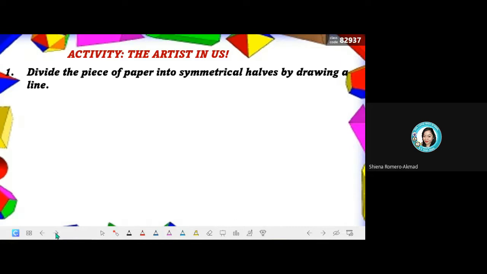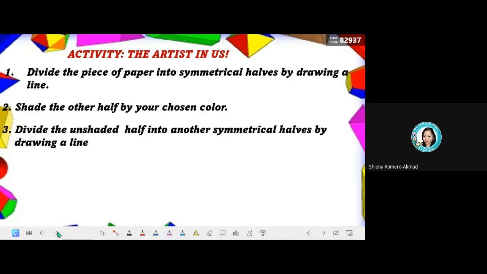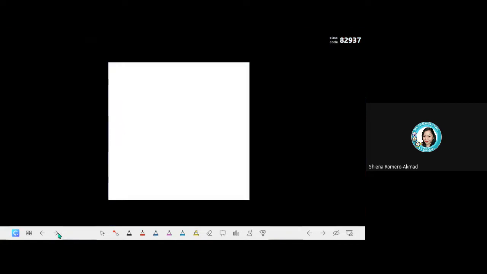Dapat gagawin natin to, pero wag na lang. No, kailangan meron kayong paper. Then you will divide that into two symmetrical halves. Then you will shade the other part. Okay, so depende kung anong kulay ang gusto nyo. Then we have to divide the unshaded part sa another half and then shade again. Then we will continue the process. So like for example, if you have this paper, na kapag hinati natin siya into two symmetrical halves, and then we color the other one, magiging ganyan itsura niya.